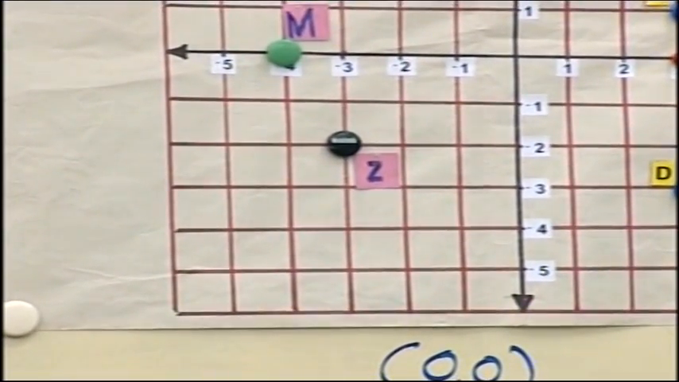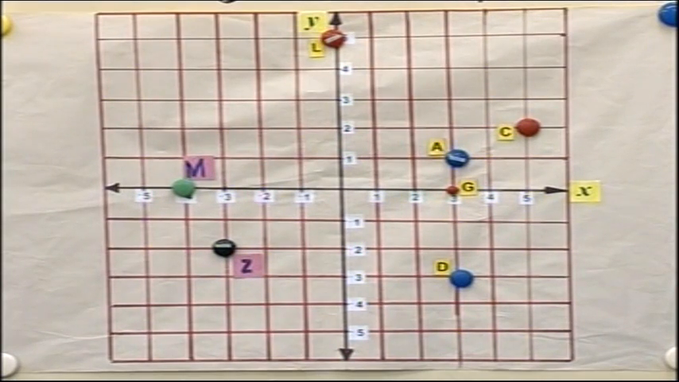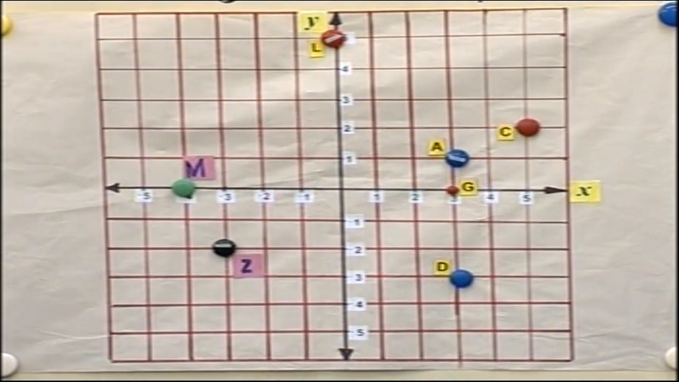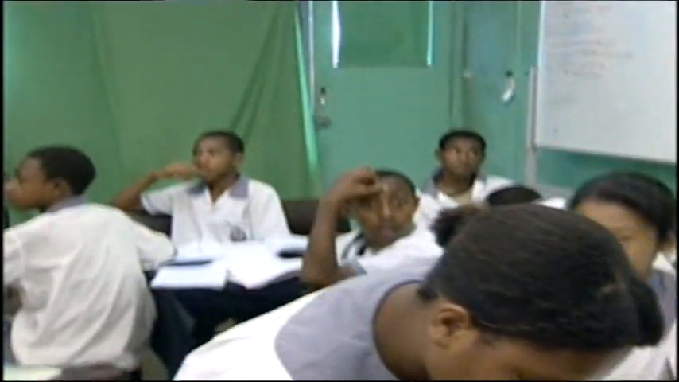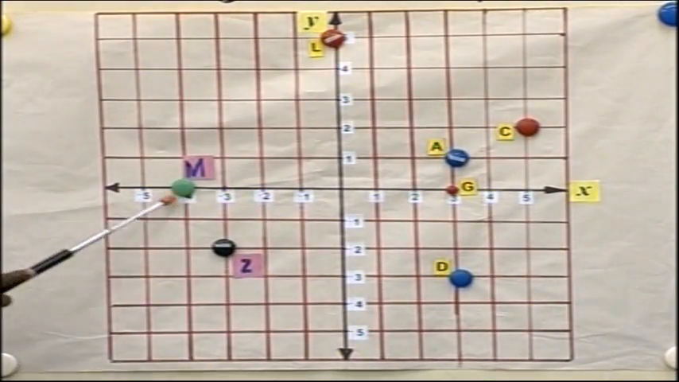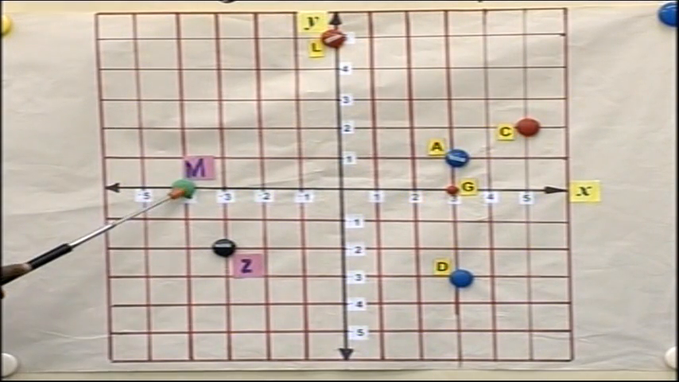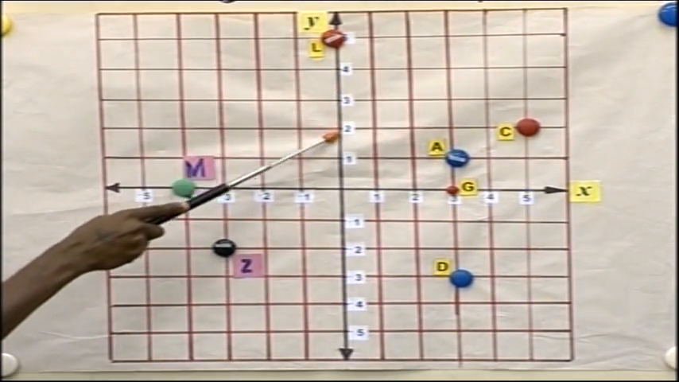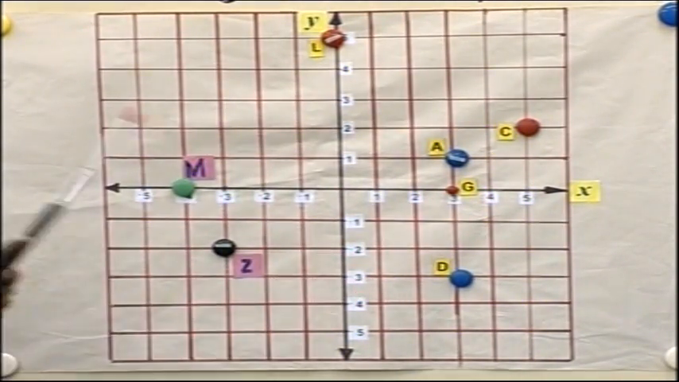What axis is point M on? What axis? X-axis. Very good. Point M is on x-axis, as you can see from this quadrant number plane here. It is right on the x-axis. This line here, the line is x-axis. If it is on this line, what would we say? Y-axis. Okay? Good.